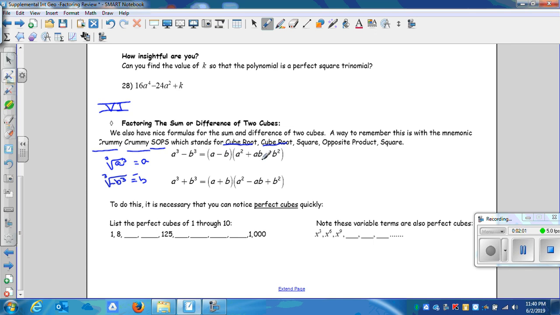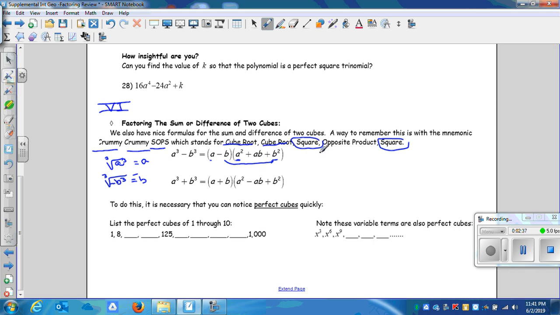Now, how do you come up with the second piece, which is the trinomial? Well, the mnemonic for that is SOPS. That means the first term is made from squaring the crummy crummy. That's where the square comes in. And this last component is also a square. So this b squared is made from squaring the second term from the crummy crummy. So this trinomial is entirely based on the first set of factors that you calculated, the cube root, or the crummy crummy.